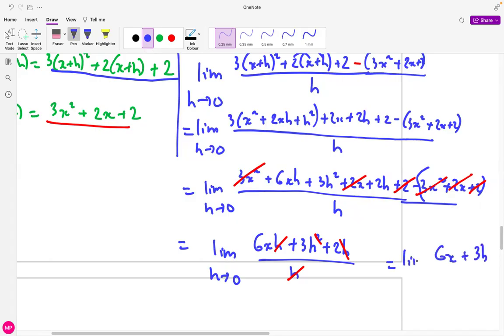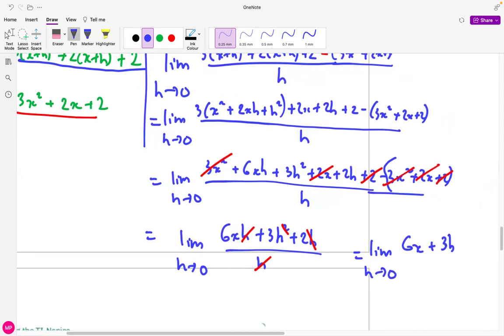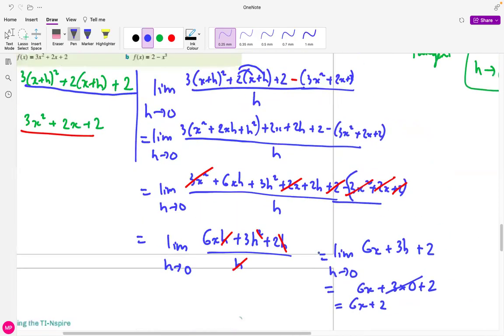Limit of h approaching 0. There you go. Sorry, plus 2. Once you've done that, then you can substitute h equals 0 in. So you are left with 6x plus, replacing h with 0, 3 times 0 plus 2. 3 times 0 is 0, so 6x plus 2. That's how we do first principle.